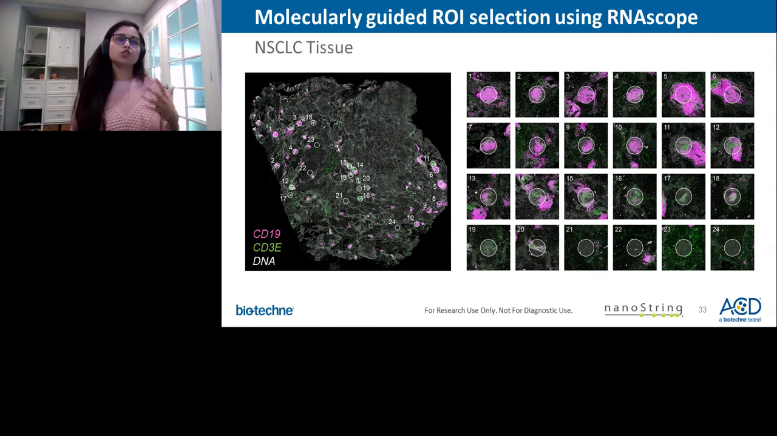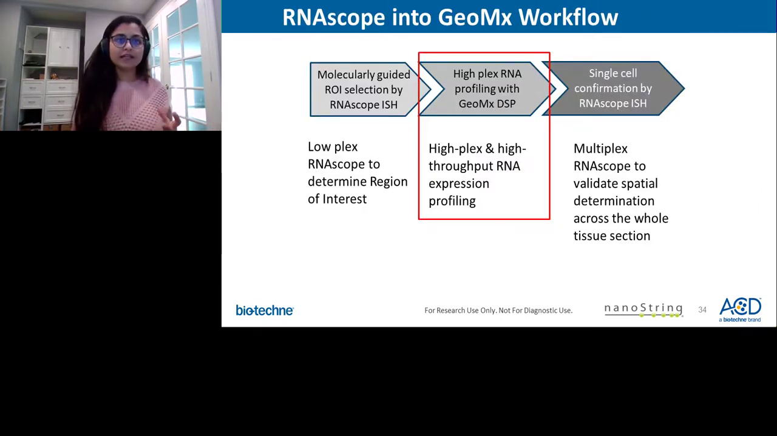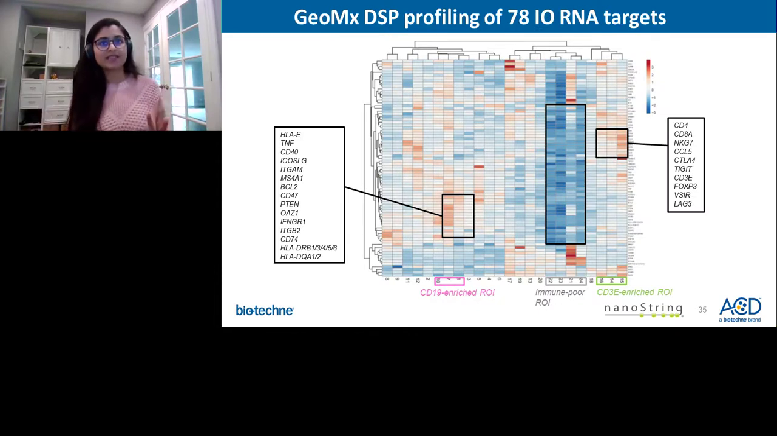So the next step was to profile the selected ROIs using GeoMx DSP. Once we did that, we were able to identify a set of genes that were differentially expressed between the CD19-rich ROI versus the CD3-rich ROI.